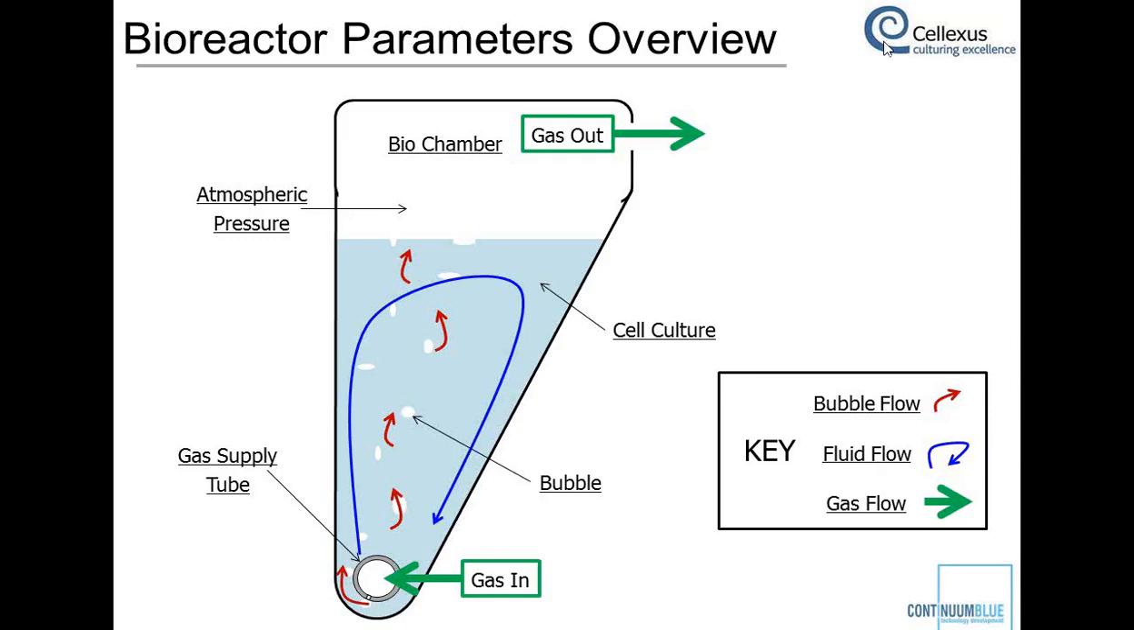Now the issue they had with this is they had certain cell types dying off rapidly, especially the difficult mammalian cell types. So they wanted to optimize the bioreactor design, optimizing the bubble size and the bubble flow conditions to minimize cell death and maximize cell growth.